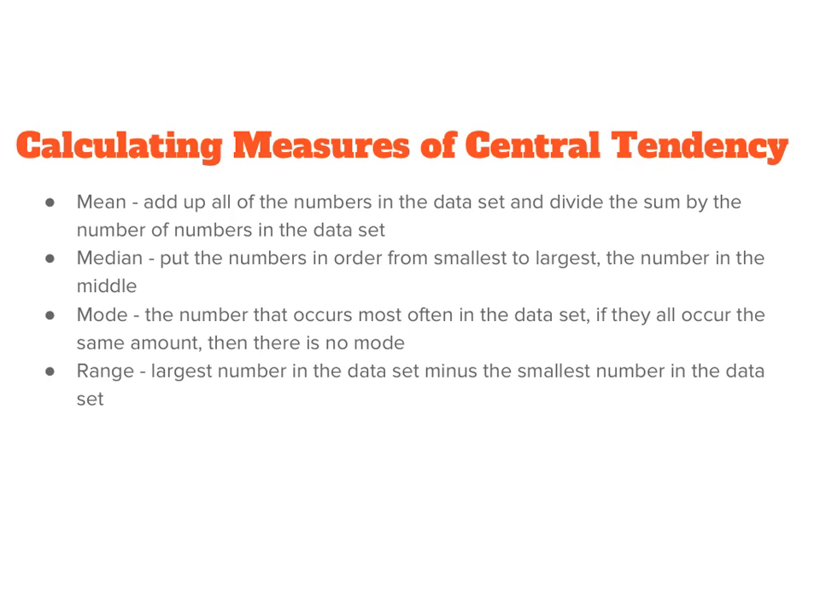The mode is the number that occurs most often in the data set, and if they all occur the same amount, then we have no mode. And it is possible to have more than one value for the mode as well. And the range is the largest number in the data set minus the smallest number in the data set.